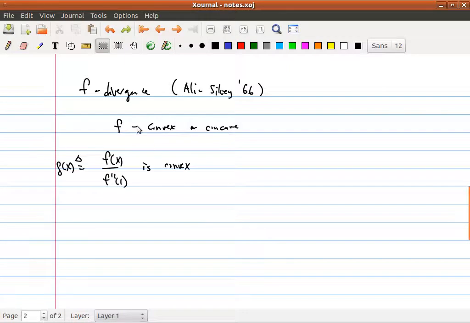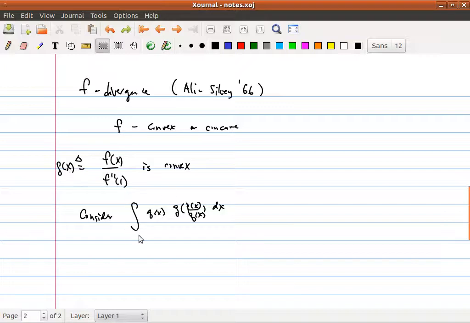And since f is either convex or concave, if I define g(x) as f(x) over the second derivative of f at 1, then it's a convex function. Because if f is convex, then f''(1) will be positive, and if it's concave, then f''(1) will be negative, and a negative concave function will be convex. Therefore, in either case, g(x) will be convex.